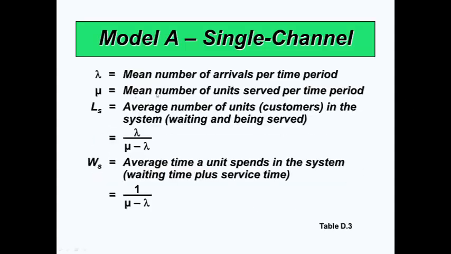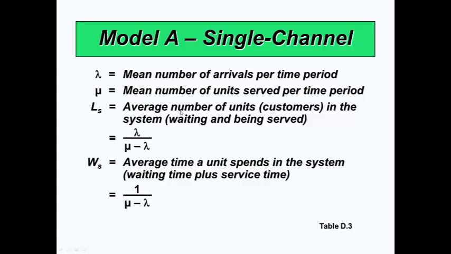The notation in waiting lines, the two most important numbers that you need are lambda and mu, the Greek letters lambda and mu. Lambda is the mean number of arrivals per time period. Mu is the mean number of units served per time period. So mu must be greater than lambda.